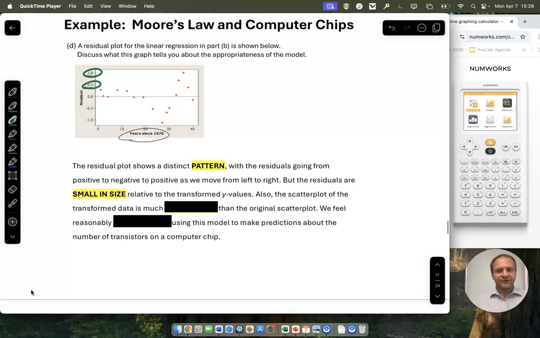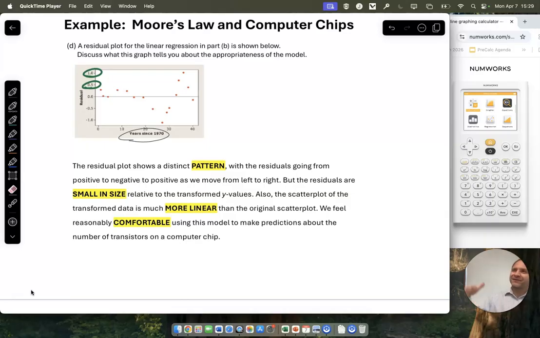Also, the scatter plot of the transformed data is much more linear than it was before. So I'm comfortable with doing it. I don't like that there's a curved pattern in there. It goes from positive to positive again, and it looks like it's about to keep going down to negative again. I'm starting to see a pattern there. However, if I look at those residuals, they're pretty small. I'm going to proceed with caution.